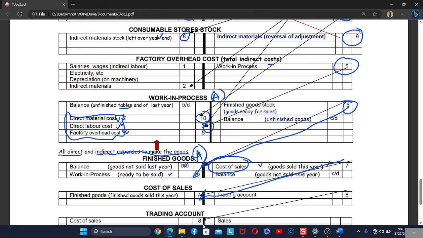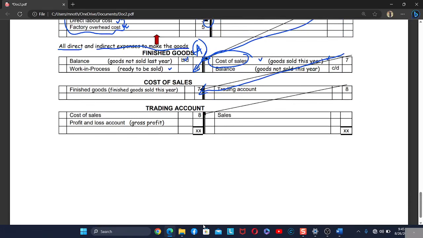Then after that, we know we have to transfer that amount of cost of sales to the trading account, right? Cost of sales. Then from here, trading account, if we want the gross profit, we know that in a trading account, we have the sales on the credit, and then on the debit is the cost of sales. So we just check. Obviously, most of the time the sales are bigger than the cost of sales. Then we get your gross profits.